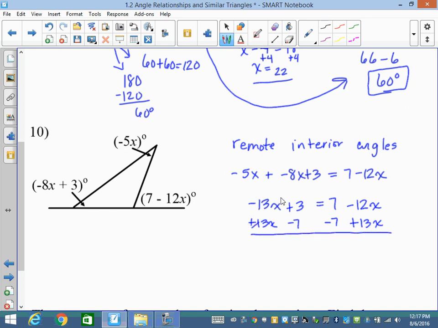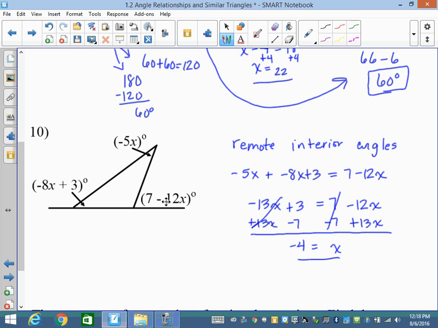So these guys cancel out, and I've got 3 minus 7, which is negative 4, equals, and these two guys cancel out, and 13 minus 12 is 1x. So x equals negative 4. This is okay. If you're going, wait, I can't have a negative number. Sure you can. X is negative 4. My 5 here is negative, my 8 here is negative, and this 12 is negative, which now is going to give me positive values.